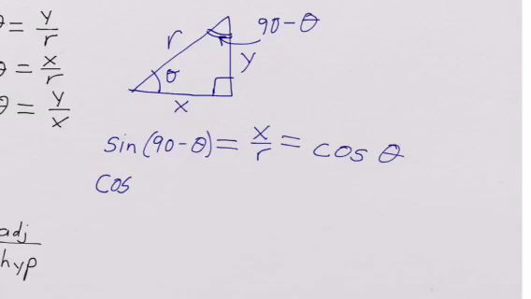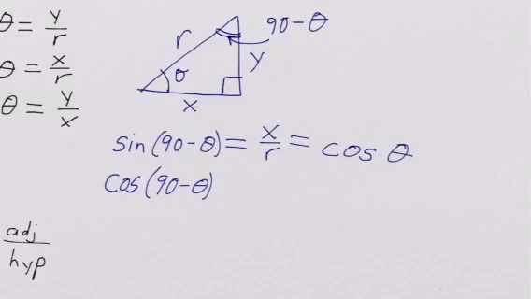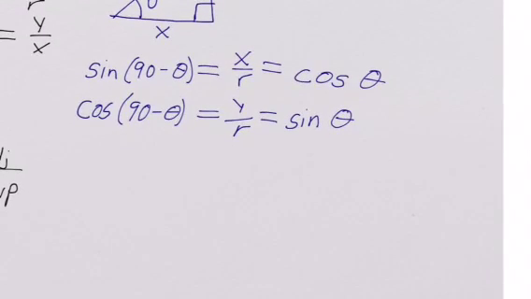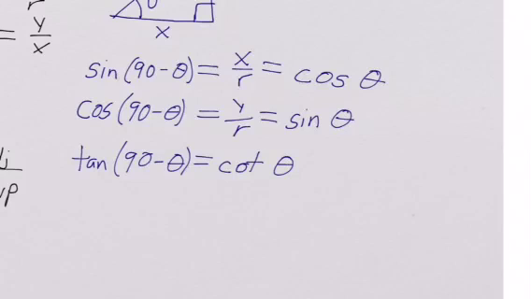Likewise, cosine of 90 minus theta. So that'll be for that angle adjacent over hypotenuse. So that's y over r. That's equal to the sine of theta. And we can keep on doing this with all the other ones, and we'll obtain that tangent of 90 minus theta is equal to the cotangent of theta.